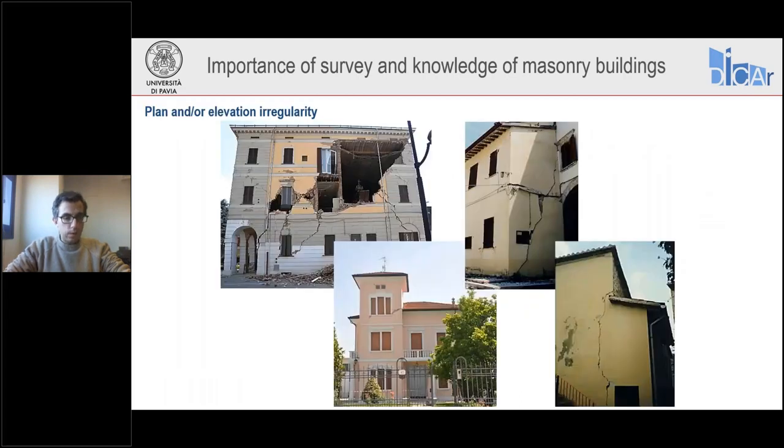Here you can see some failures due to problems of plan or elevation irregularity. For example, here you can see a collapse of the facade due to plan irregularity, because in this portion of the building there was a big room, so no transversal walls, which could potentially act as a restraint of this facade. Here you can see some damage due to elevation irregularity.